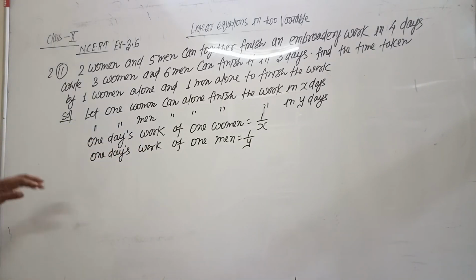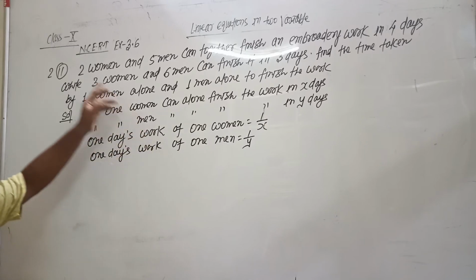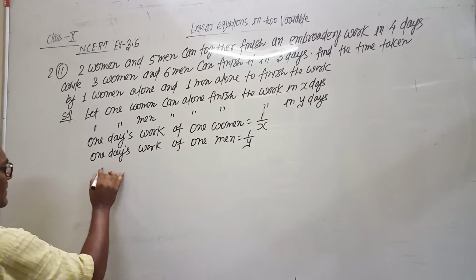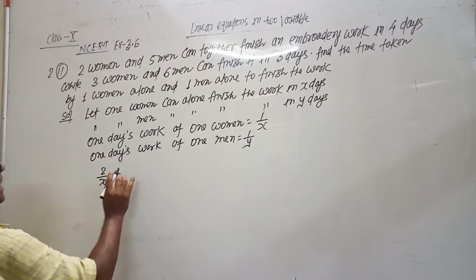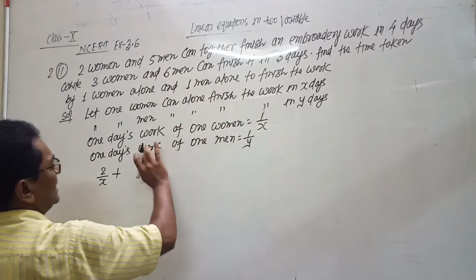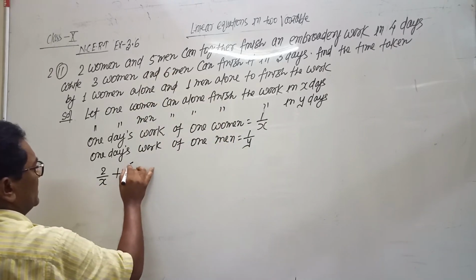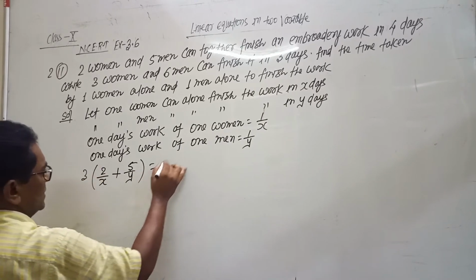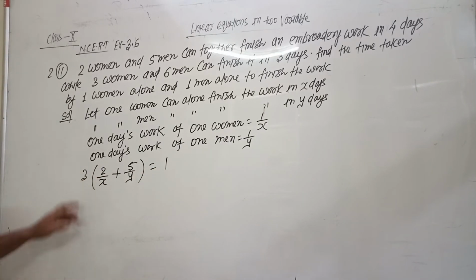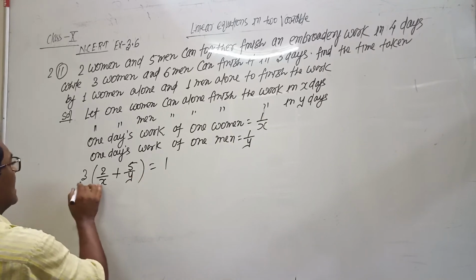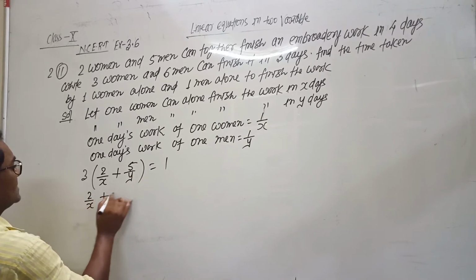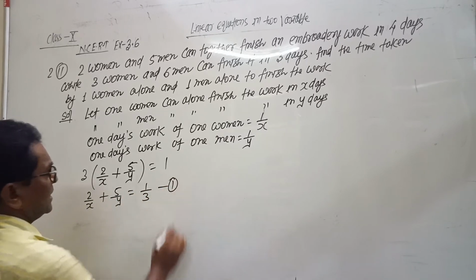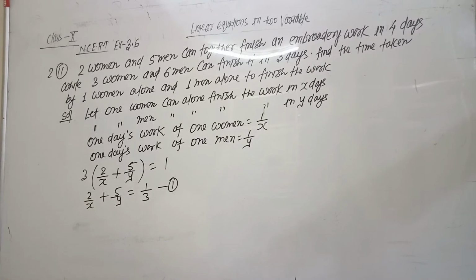So 1 day's work of 2 women will become 2 by x, and 1 day's work of 5 men comes to be 5 by y, and it can be finished in 4 days, and total work is 1. So multiplied by 4 equals 1. Now 2 by x plus 5 by y equals 1 by 4. This is the first equation.